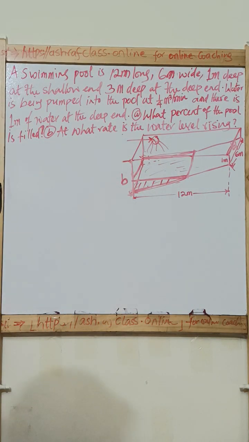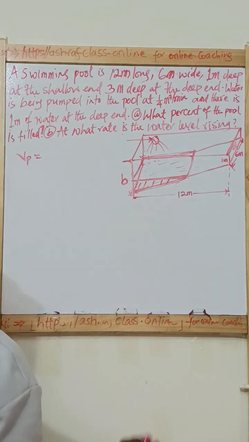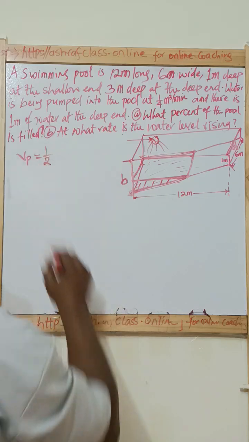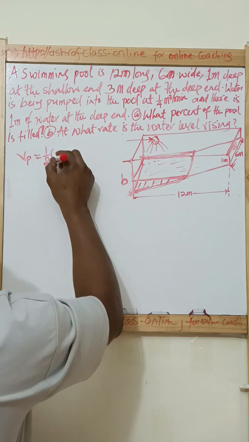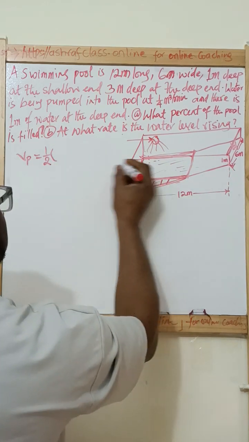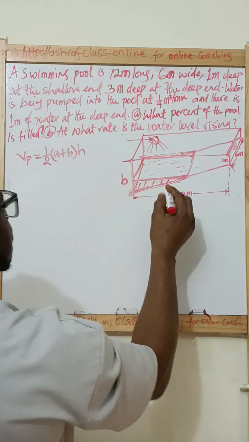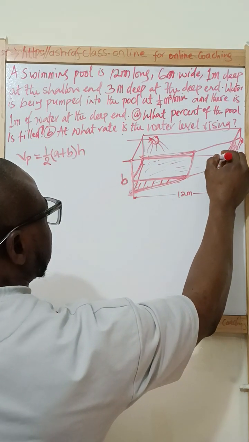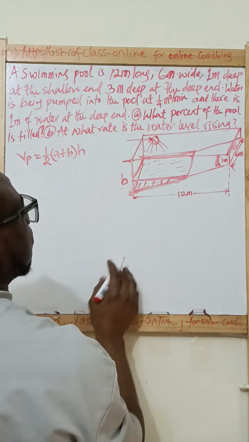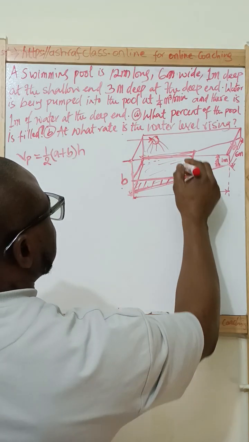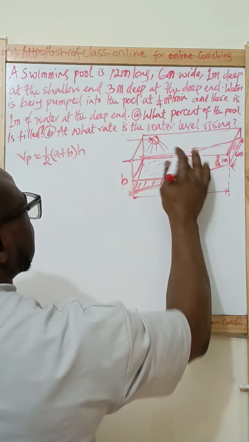Okay, so we have the volume. The volume of the pool is what? That's the area of the trapezium, the area of this entire trapezium. Half A plus B times height. So let's label these ones. This is A, right? So that's A. This is B, right? And then this is the height. We call this one H.